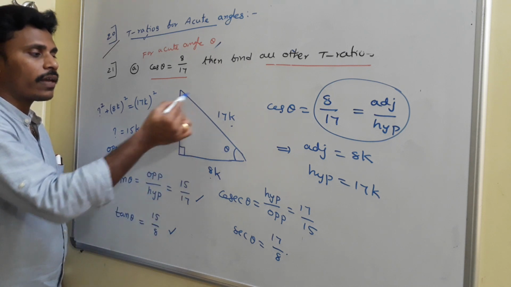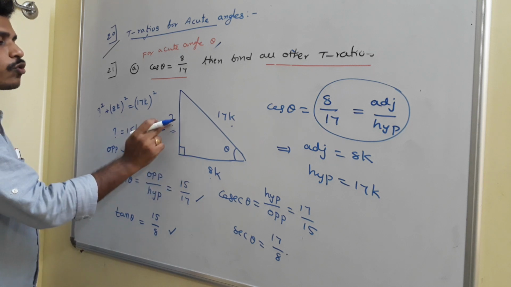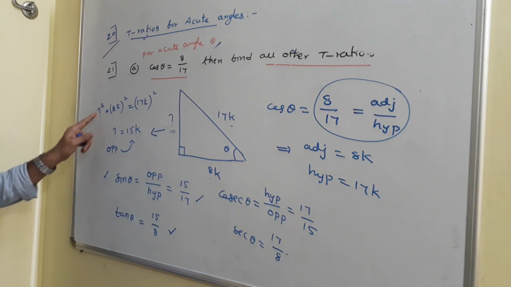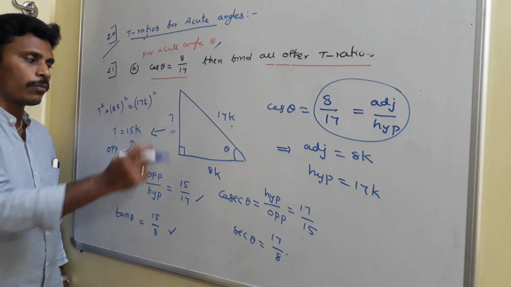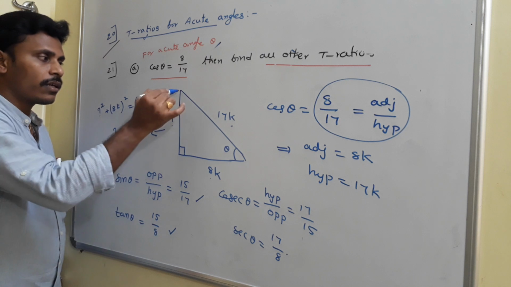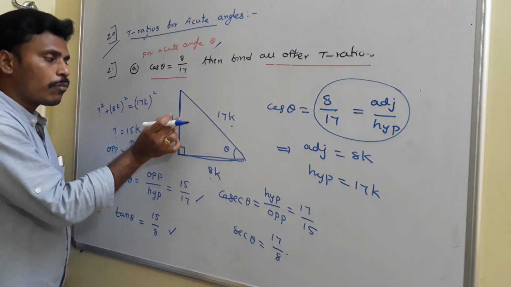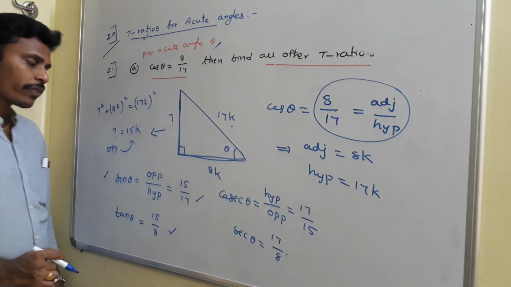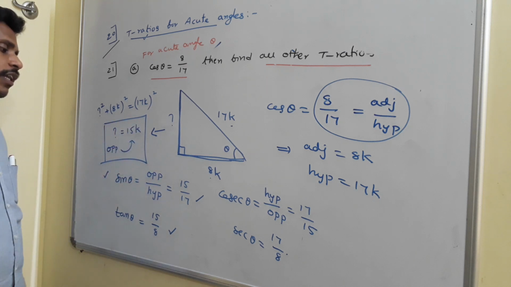Now apply the Pythagorean result for this triangle: the sum of the squares of these two sides is equal to the square of the hypotenuse. So question mark square plus 8k square is equal to 17k square. I think everybody knows about it, right? In a right angle triangle, the sum of the squares of these two sides is equal to the square of the hypotenuse. With that idea, we found that the opposite side value is 15k.